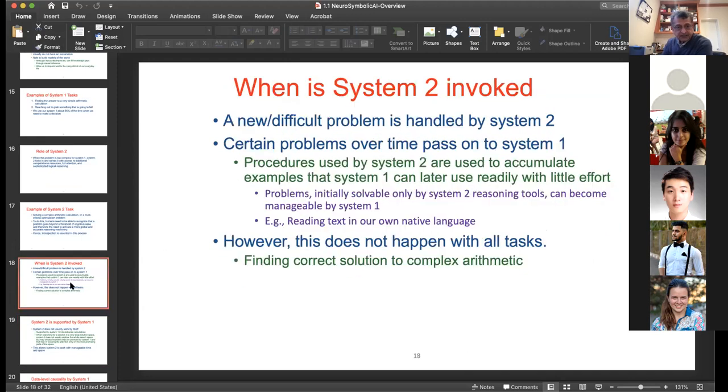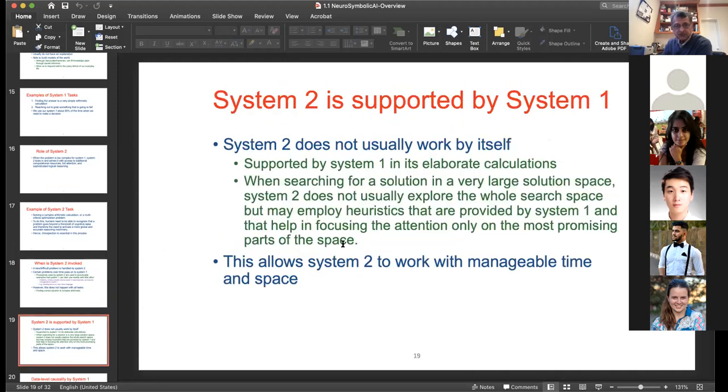And then the problem is system 2 is supported by system 1. System 2 does not usually work by itself. System 2 needs help of system 1 too, supported by system 1 in its elaborate calculations, right? So 17 times 24, we might be doing some simpler steps that are all done by system 1.